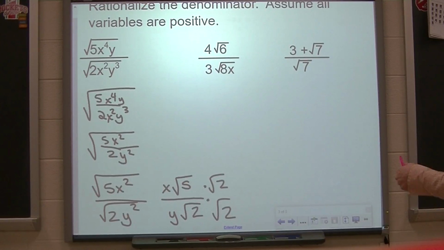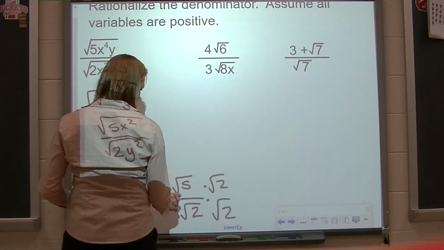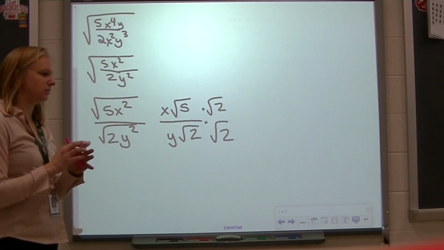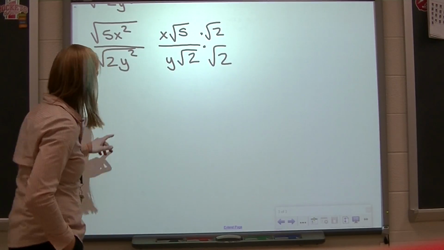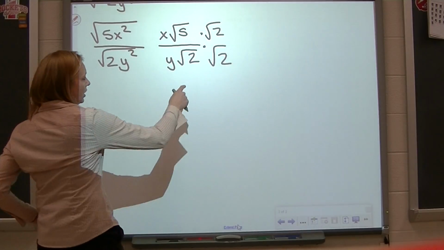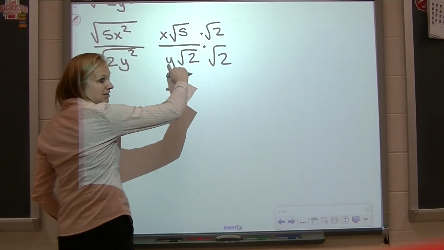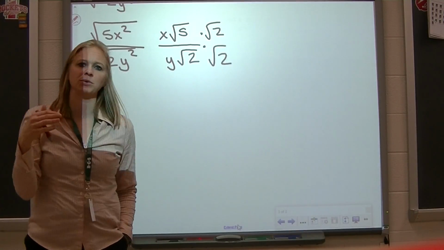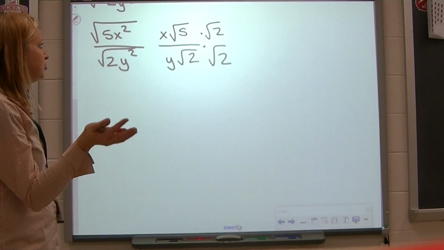Okay, so where I left off was, we have it simplified, but in order to technically be simplified, you can't have a square root in the denominator. So we need to get rid of that. So we do that by multiplying it by itself. The square root of 2 times the square root of 2 is the square root of 4, and the square root of 4 is just 2.